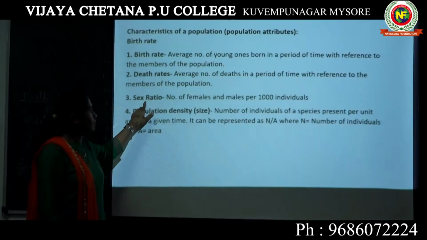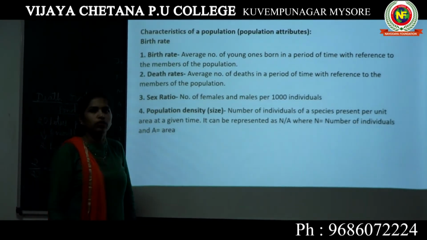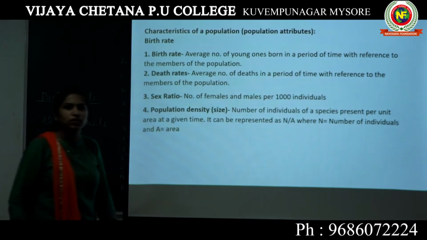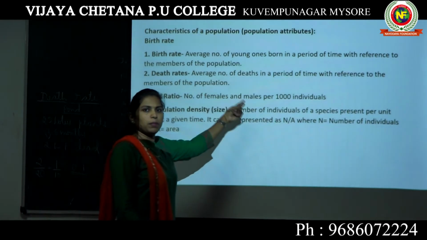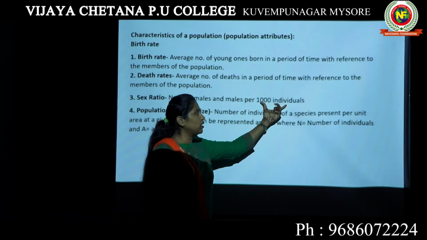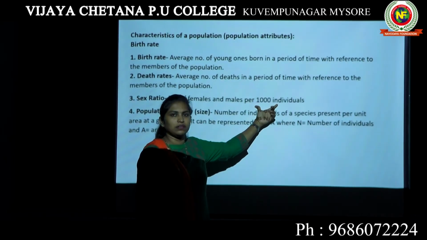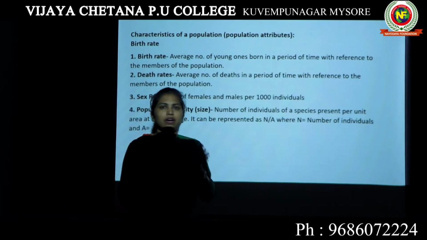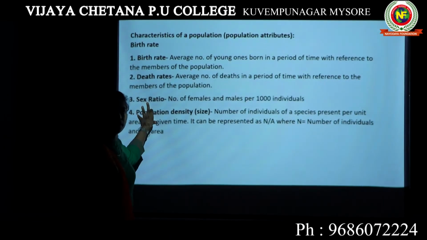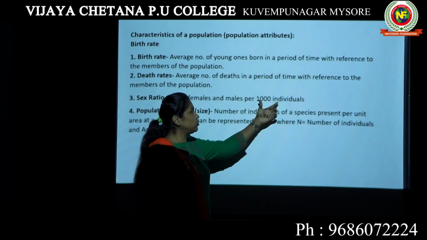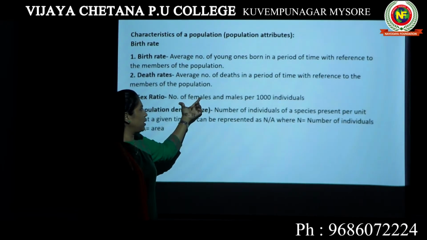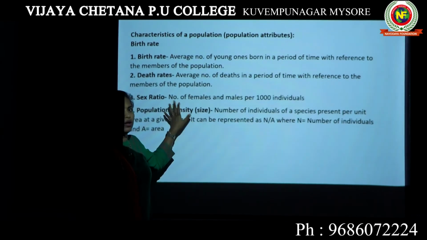Okay, so the next population attribute is sex ratio. Sex ratio is nothing but the number of females and males per 1000 individuals. For example, you're taking a count of 1000 individuals. Let's take human beings itself. Out of 1000 individuals, if 600 are male and 400 are female, then that becomes your sex ratio. You just take a count of 1000 individuals, and out of them you calculate how many are male and how many are female. So that becomes your sex ratio.